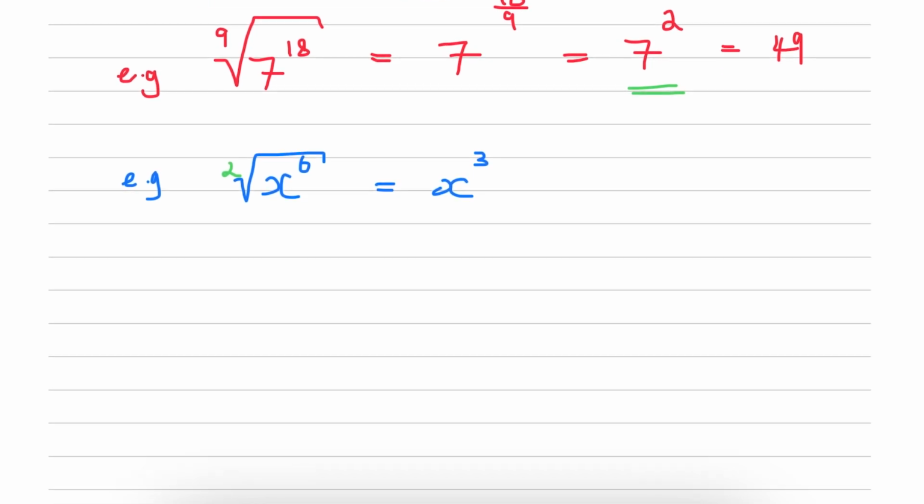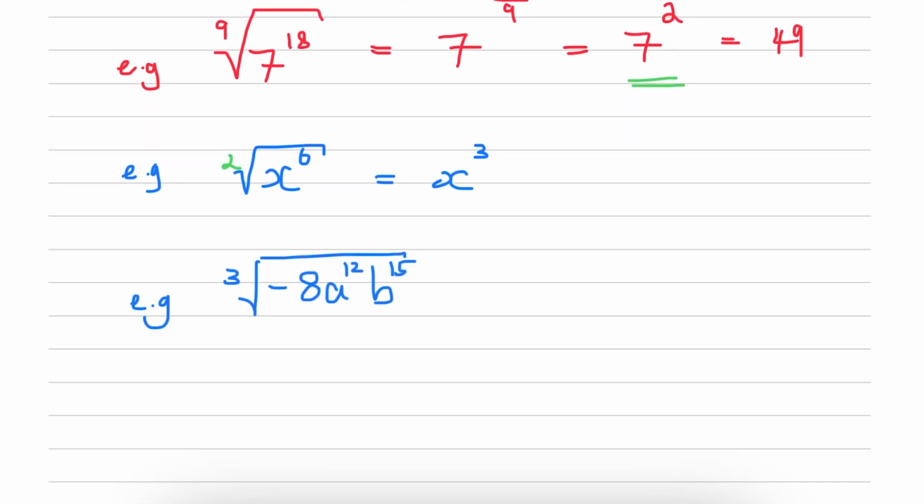Okay, let's have a look at another one. Example 3, the cube root of negative 8 times a to the power of 12 times b to the power of 15. Again, we want to start with the number. So the cube root of 8 is 2, and therefore the cube root of negative 8 is negative 2. So this is equal to negative 2.